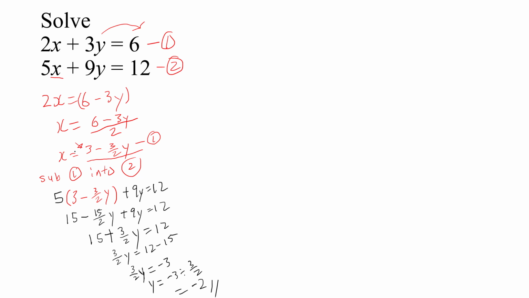And we know that x is equal to 3 minus 3 over 2y. So x is equal to, this is from the first equation, 3 minus 3 over 2, y is equal to negative 2, so I write negative 2 down here. So x will be equal to 3 plus 3, because negative times negative equals positive. So x will be equal to 6.